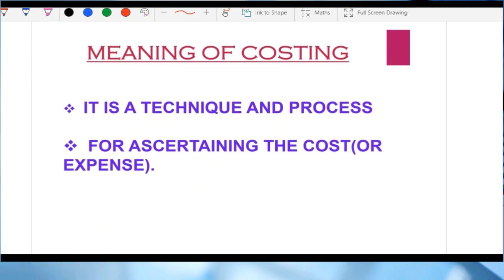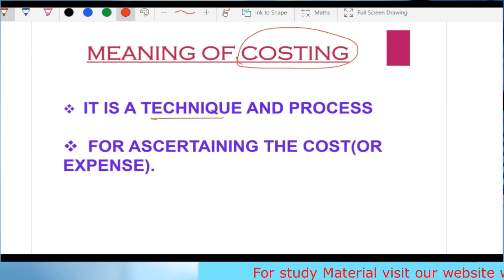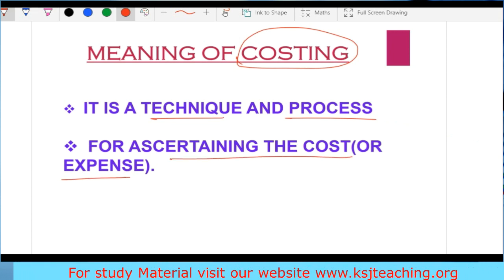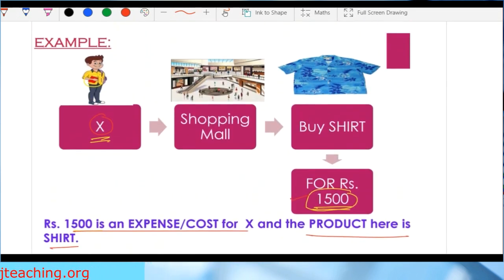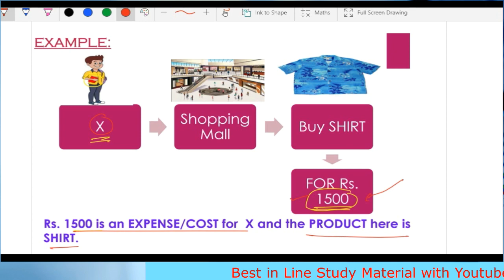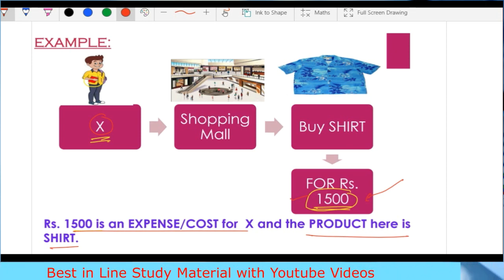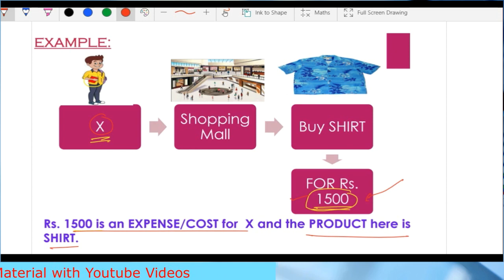Moving on. What is the next terminology? Next terminology is costing. What do you mean by this term costing? It is a technique and process for ascertaining the cost or the expense. Now, it is a technique of how you will identify. Say the parents of this X ask him to show the proof that he bought this shirt for 1500 and not for 2000 rupees. His parents are asking for the proof. Now, how will he show? How will they ascertain that yes, the shirt is bought for 1500 rupees?